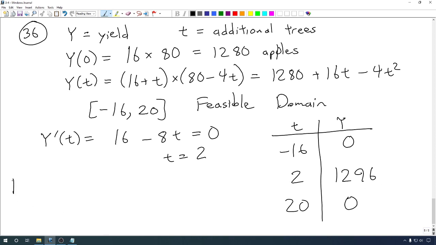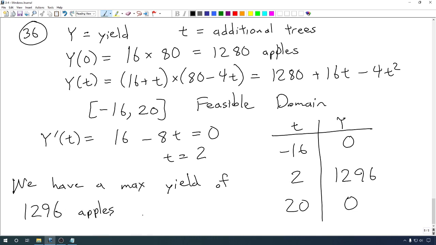So we have a maximum yield of 1,296 apples when there are, well, how many trees do we have? Keep in mind, we don't have 2 trees. We have 2 more than the 16 that they started with in the problem. So we actually have 18 trees. And that's our answer.